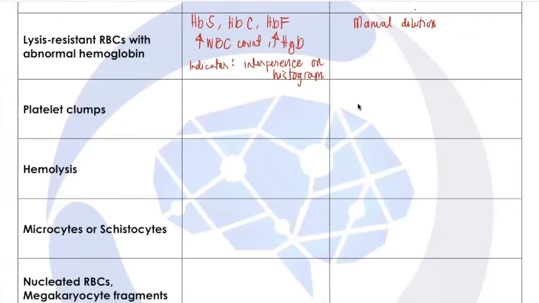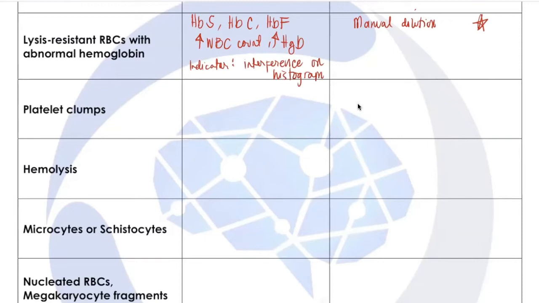Actually, there is a recall question about this. It's a scenario wherein the medtech performed a WBC count, and the first WBC count using a particular diluting agent gave a high WBC count. So what the medtech did was replace the lysing agent, and after replacing the lysing agent, the WBC count went down.